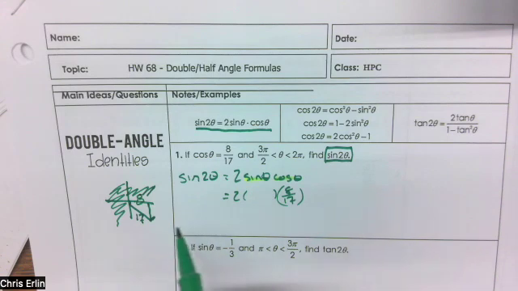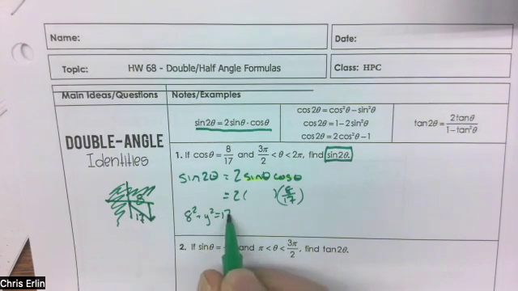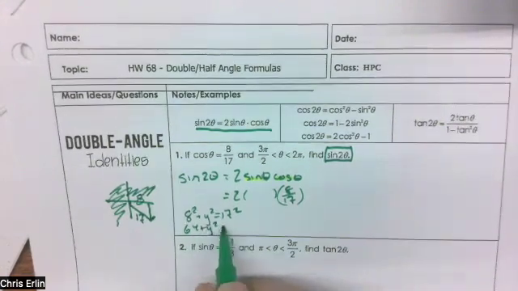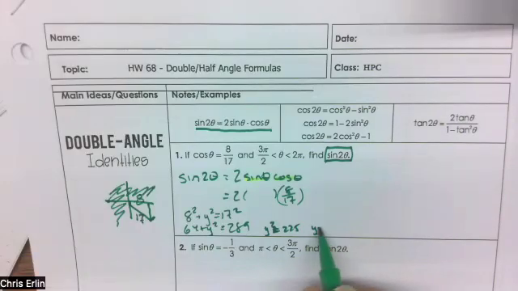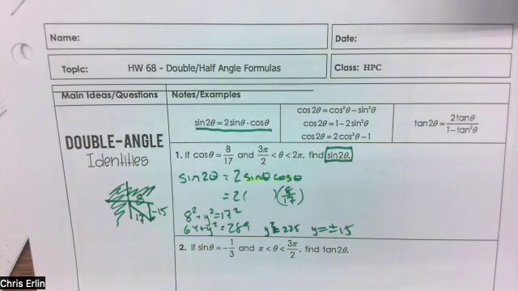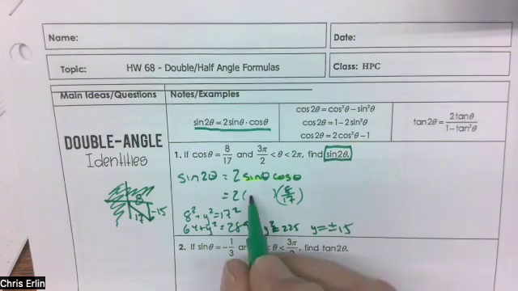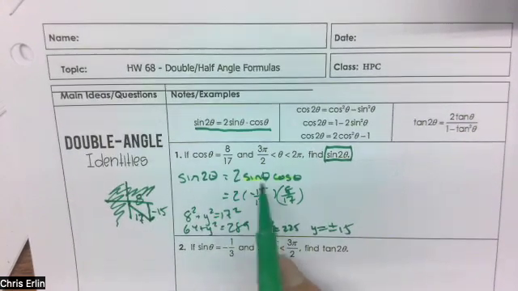This hypotenuse is 17. If we want to find the vertical component of it, we'd use Pythagorean theorem. 8 squared plus y squared equals 17 squared. 64 plus y squared equals 289. Y squared equals 225. So y equals plus or minus 15. Because we know what quadrant we're in, is it plus or minus 15? It's negative 15. And that tells me that I can find the sine of this angle as what? Negative 15 over 17.